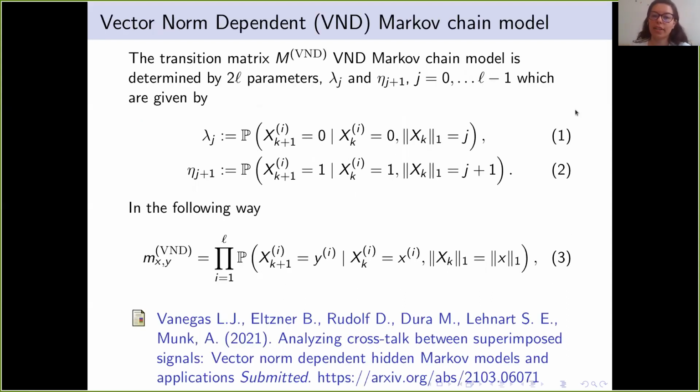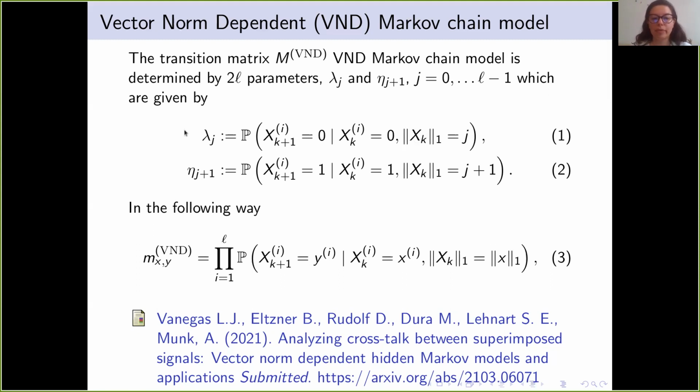And for the second step, we created this vector norm dependent Markov chain model. That means that this matrix can be parameterized by these two parameters called lambda_j and nu_j. These parameters basically say what is the probability of going from 0 to 0, or, if you think about the ion channel example, from closed to closed, if I also know that at time k the sum of the number of open channels, or the sum of this X, was exactly equal to j. So the number of ones at time k was exactly equal to j.